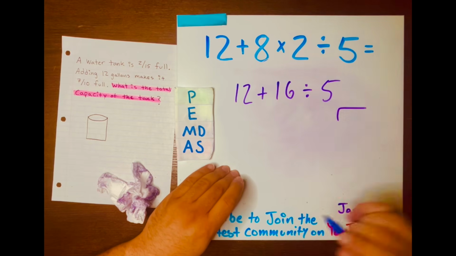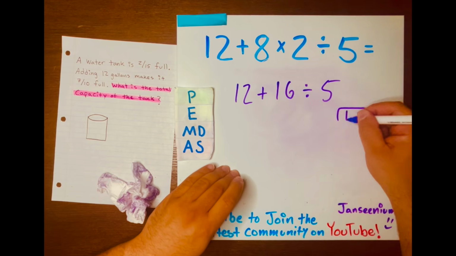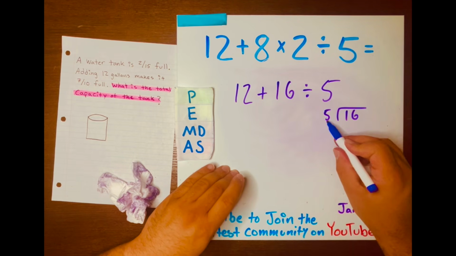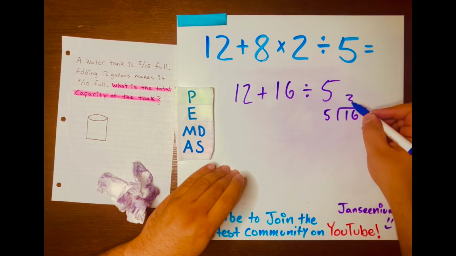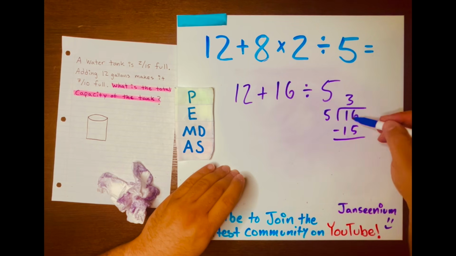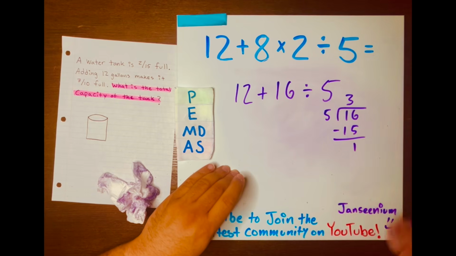I use long division, so the dividend, that's the 16, goes inside, the 5 goes outside, that's the divisor. You can fit 5 into 16 3 times. 3 times 5 is 15. And then you subtract 16 minus 15, that's 1.